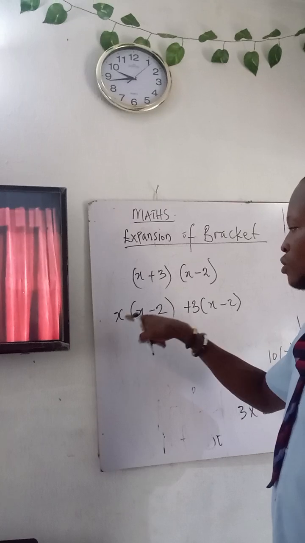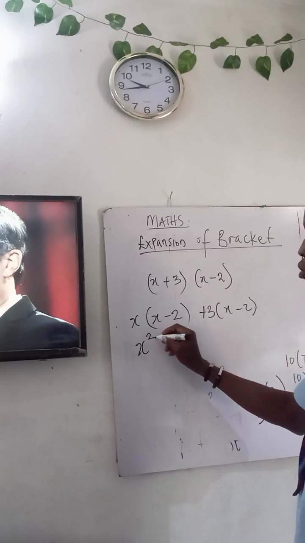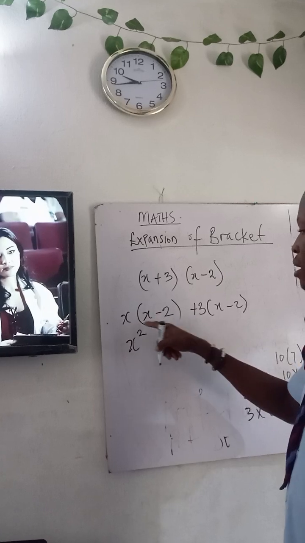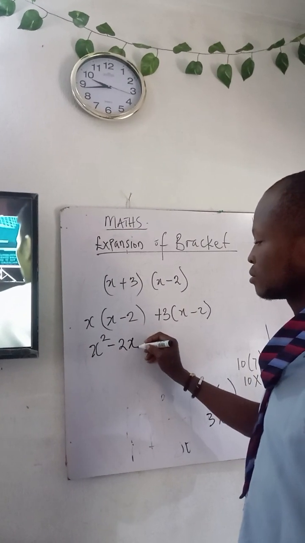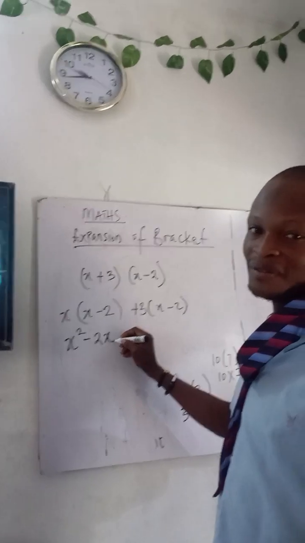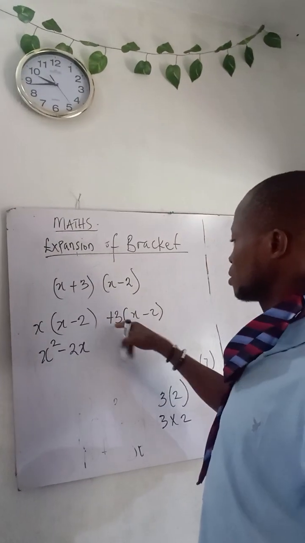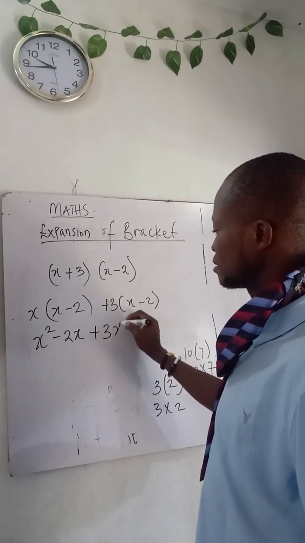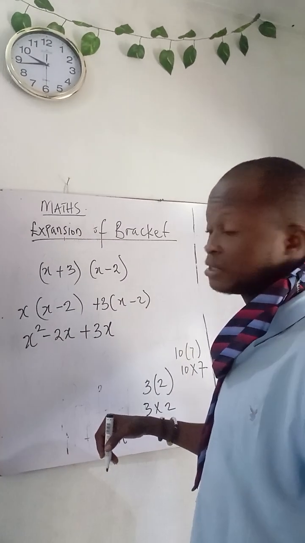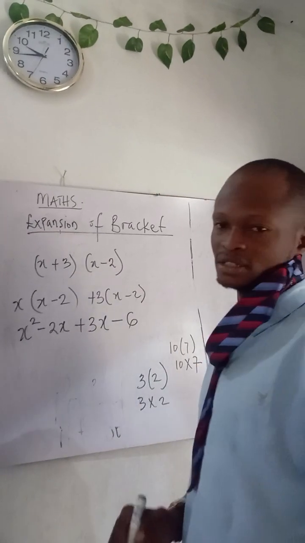Now, let's multiply. So, I have x times x will give me x squared. x times minus 2 will give me minus 2x. Are you following? Now, this one, 3 times x will give me 3x. Is that clear? Now, 3 times minus 2 will give me minus 6.